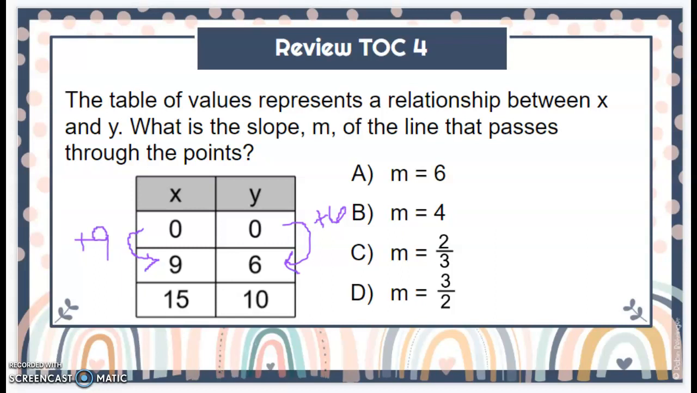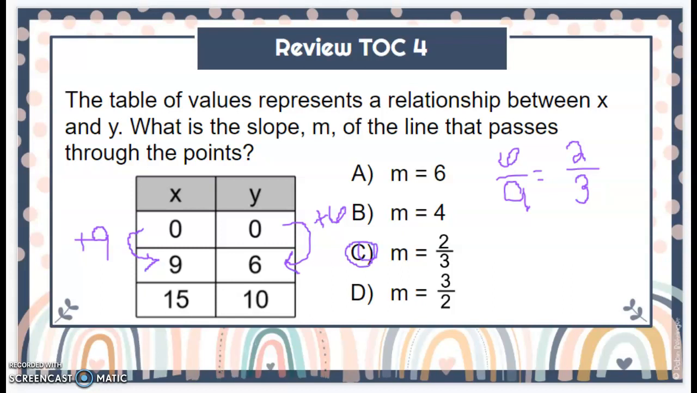Okay. So when I take a look at this, I know that I have 6 over 9, and I need to ask myself, what is the GCF, the greatest common factor, that goes into both 6 and 9? That's 3. So I want to divide each number by 3. 6 divided by 3 leaves me with 2. 9 divided by 3 leaves me with 3. And I'm left with answer choice C.